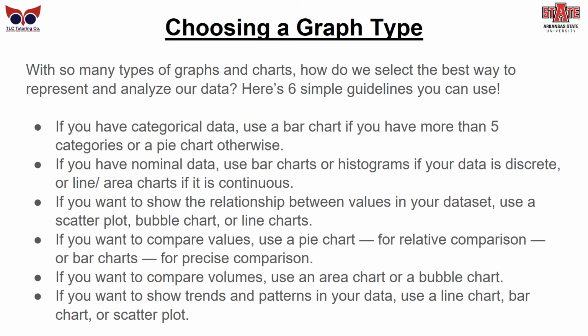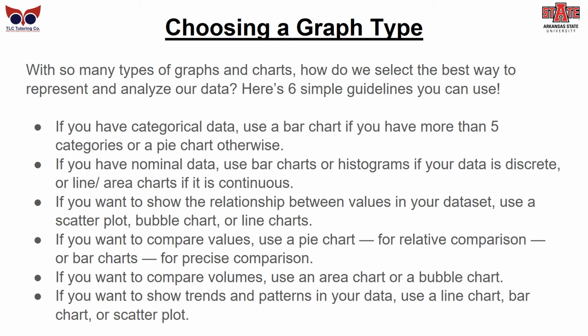Now, here are a couple of considerations for choosing your graph type. There are so many choices. How do we pick the right one? Here are some guidelines we could use. If you have categorical data, you want to use a bar chart if you have more than 5 categories, or a pie chart otherwise. If you have nominal data, then use bar charts or histograms, and if your data is discrete, use line or area charts if it is continuous.